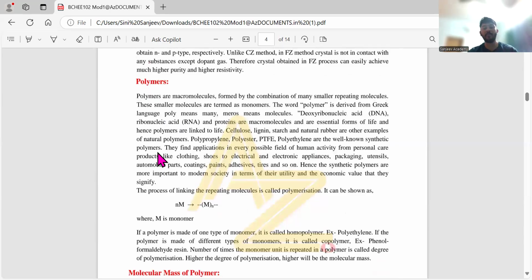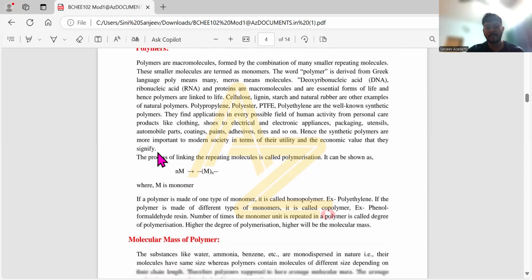So coming to polymers. Polymers are nothing but addition of monomers. That is nothing but polymer. Mainly we know the polythene cover and all we use, right? The same thing only.